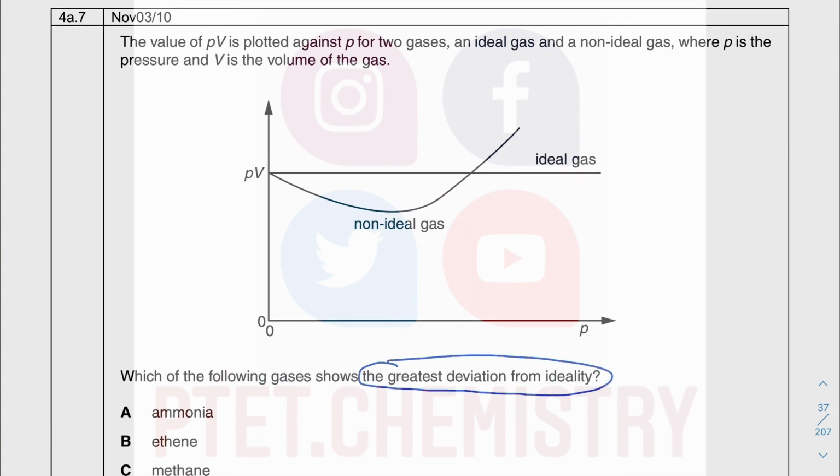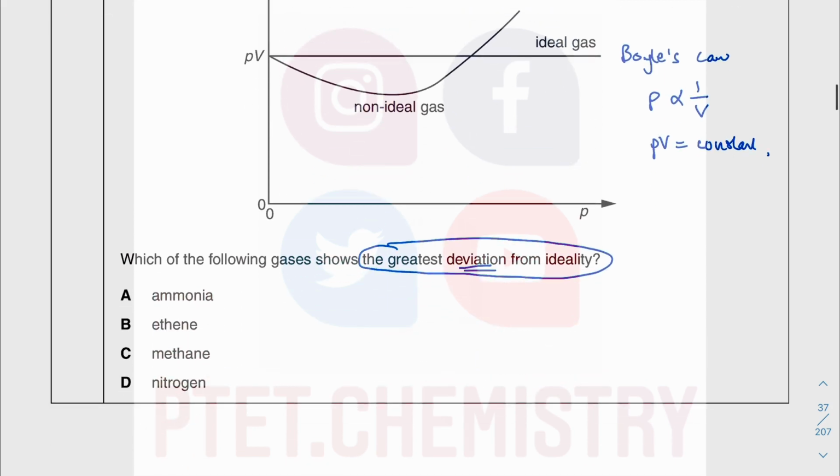The greatest deviation means how far it changes. You see how it's supposed to be a straight line because of Boyle's law. Boyle's law states that pressure is inversely proportional to volume, such that you can get PV equal to a constant. For an ideal gas, it should be a constant, like a straight line. But for a non-ideal gas, it deviates more and more. It depends on your intermolecular forces' negligibility again. The greatest deviation will come from the least negligible intermolecular force. The stronger your intermolecular force, the less negligible it is.